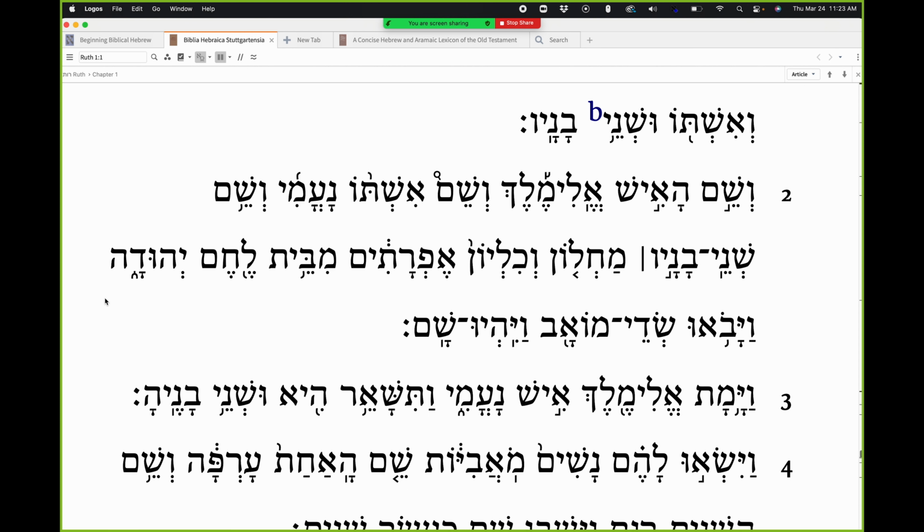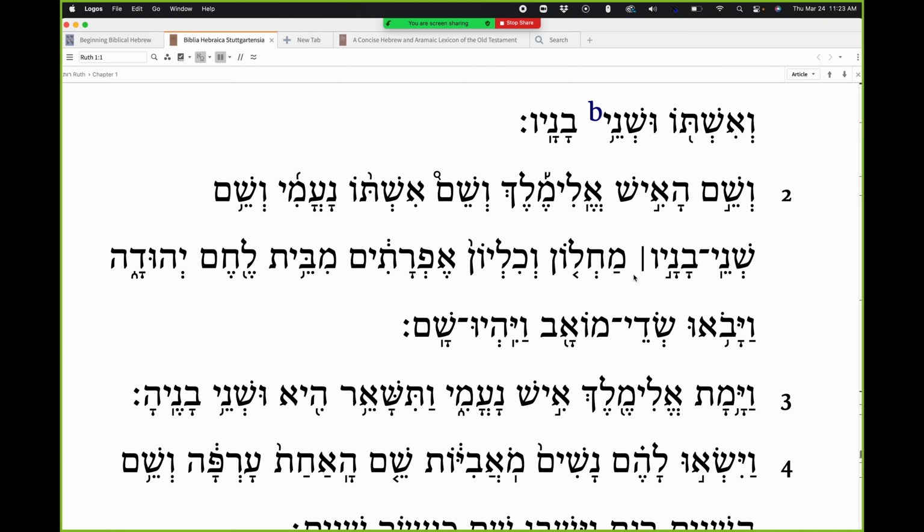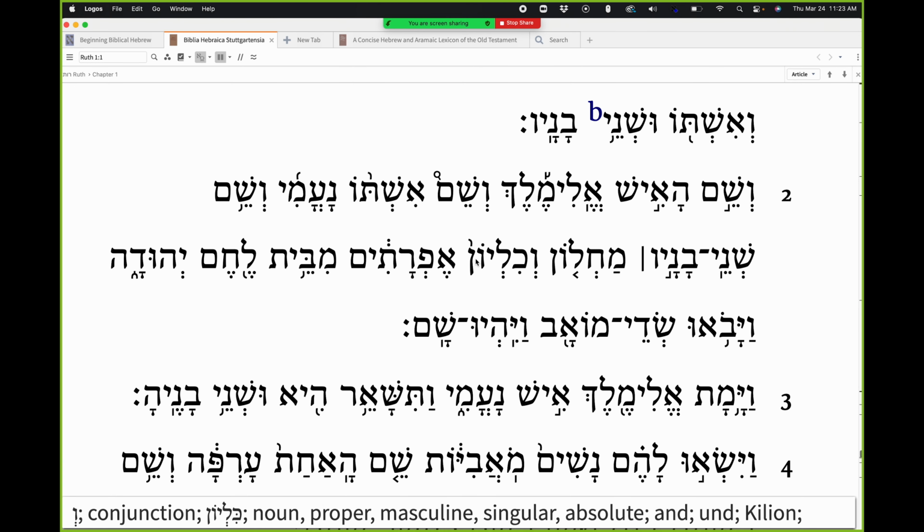This is an interesting phrase. I'm trying to figure out how to relate it to what comes before. It almost seems like it's appositional. Ephratim, this is saying that these people, or at the very least the sons, but probably all of them, because of the same family, they were Ephrathites. So Ephrathites, that's a location, basically where someone is from.